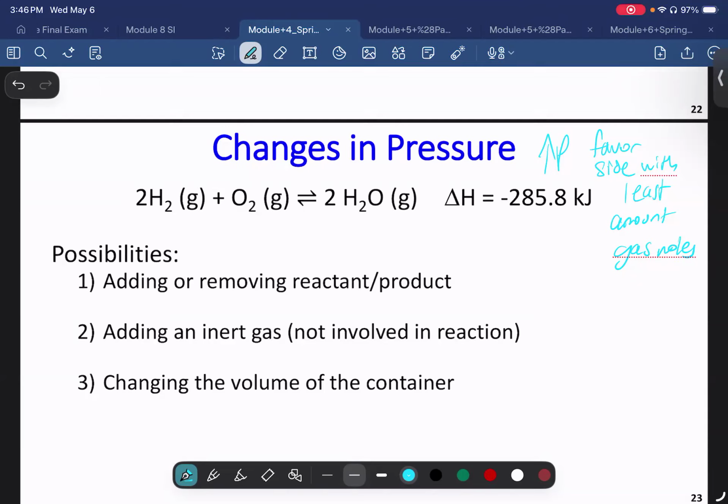And then likewise with volume, it's the opposite of pressure. If you increase volume, you're going to favor the side with the greatest number of gas moles. And if you decrease volume, you're going to favor the side with the least amount of gas moles. So if you know the relationship between pressure and Le Chatelier's principle, you should also be able to figure out the volume one without fully memorizing it. You have to understand it.